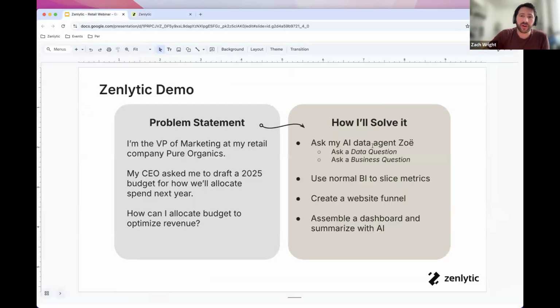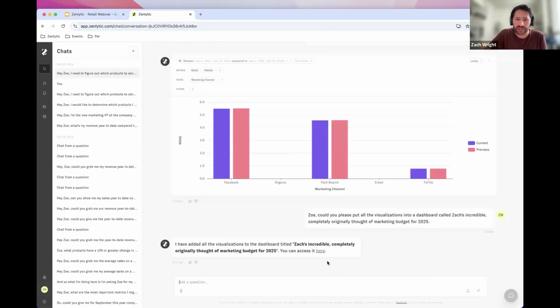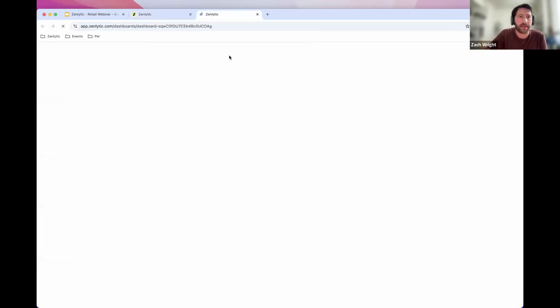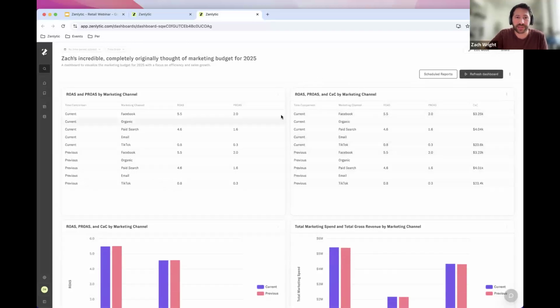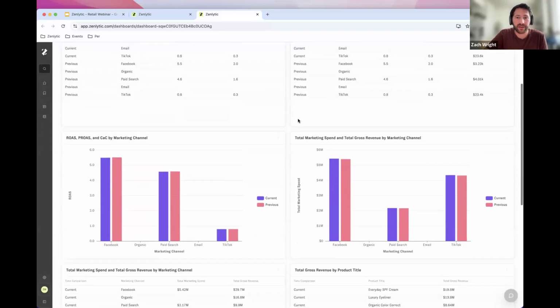So we've covered how to interact with an AI data agent called Zoe. Now I want to hop into traditional BI, because Zenlytic is a full BI platform and this is just one piece. So, using normal BI to slice metrics. Coming back to this question, Zoe generated my dashboard for me. So I'm going to hop in here, and what I get are all of the visualizations and tables that she generated.